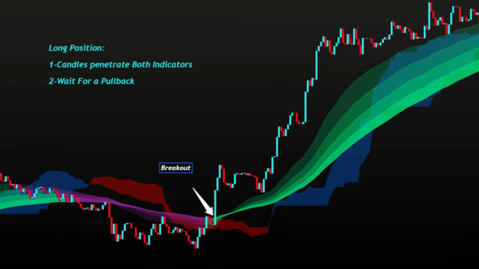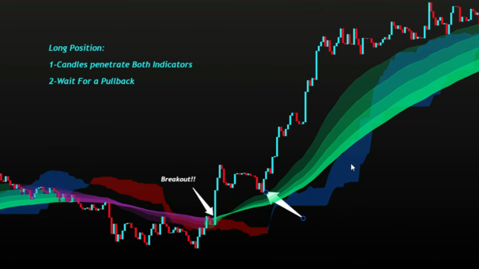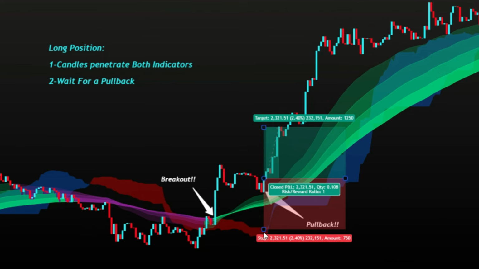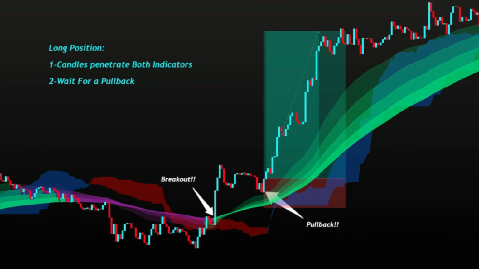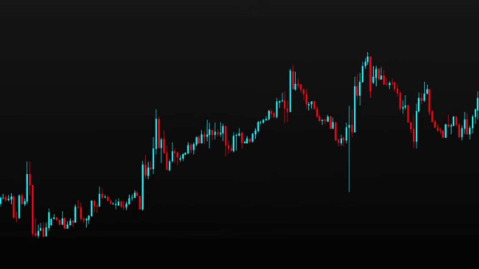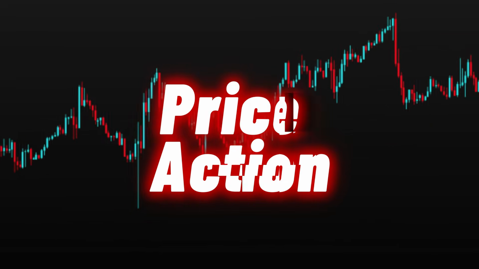In this example, you can clearly see how a big candle has broken through both indicators, which confirms the momentum shift. So at the pullback, I'd be looking to enter after making sure the market is ready to push upward. From there, you can simply open a long position and set your stop loss and take profit targets according to your money management rules.